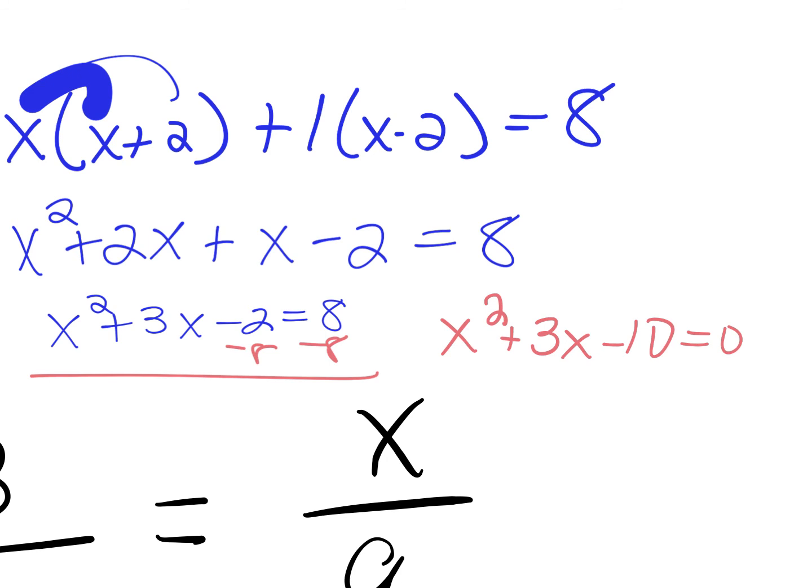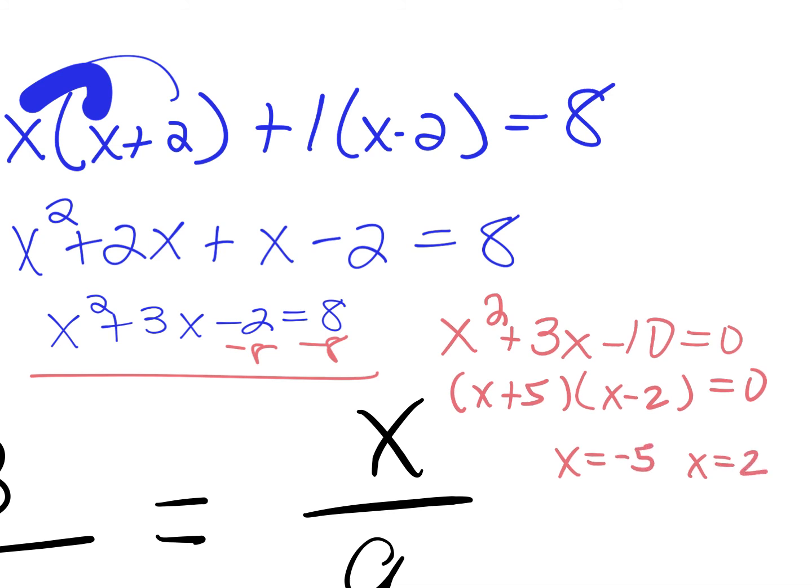Is this something we have seen 150,000 times? What are the factors of negative 10 that multiply to give me negative 10 but add to give me 3? Perfect. X plus 5, x minus 2. Good job, guys. So what are my 2 x values? Negative 5 and positive 2. Can I just congratulate myself and pat myself on the back and move on to the next question?